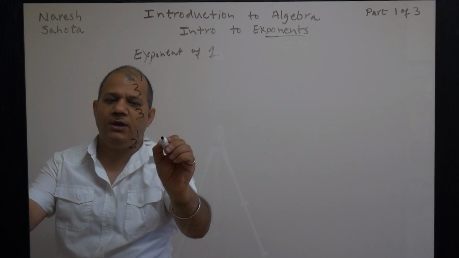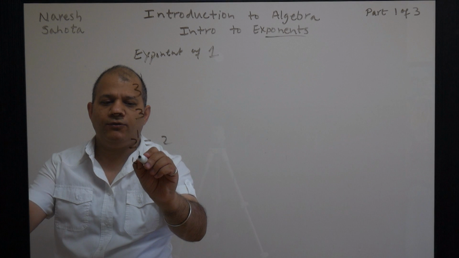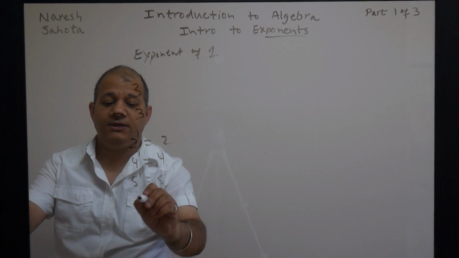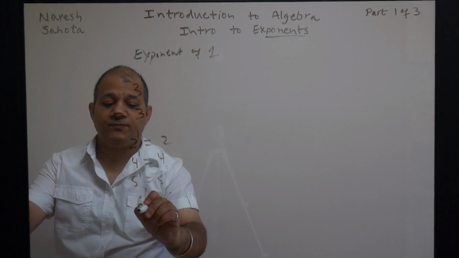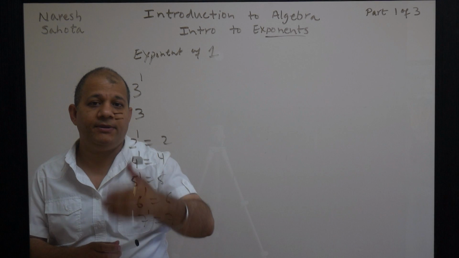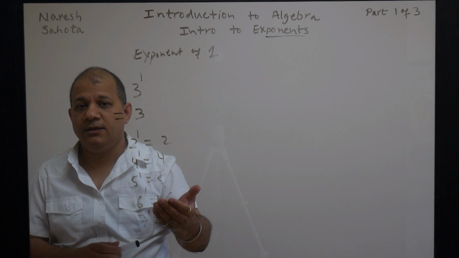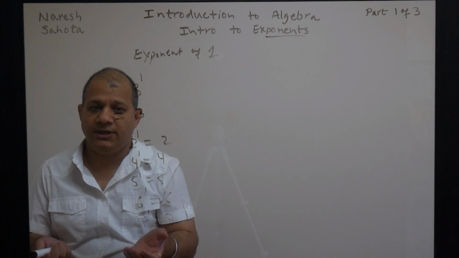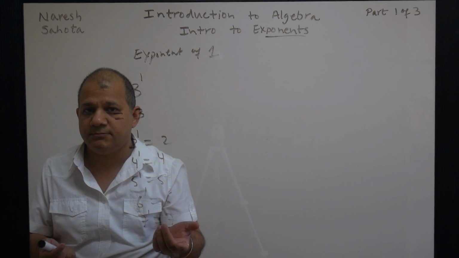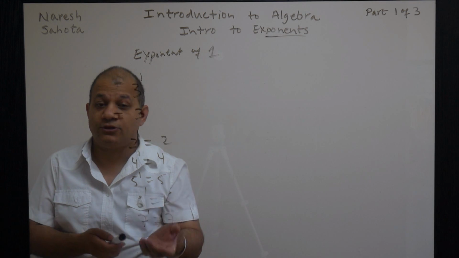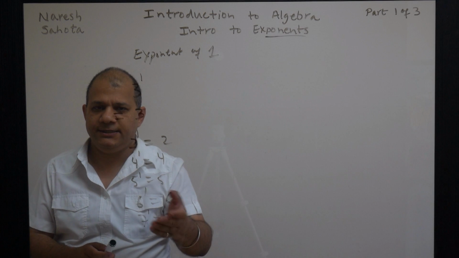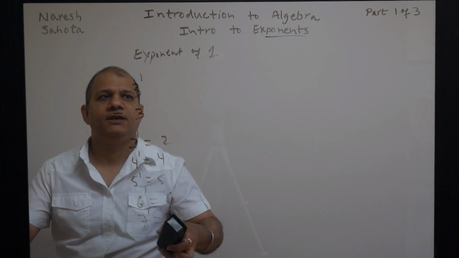And if I go 2 to the 1, it's going to be 2. If I go 4 to the 1, it's itself, right? 5 to the 1 is 5. 6 to the 1 is 6. 7 to the 1 is 7. So basically, when you have any base raised to the exponent 1, it's just that base, right? You're multiplying that base only once, which means you're not really multiplying, you're just copying it. So anything raised to the exponent 1 is just whatever that base is.